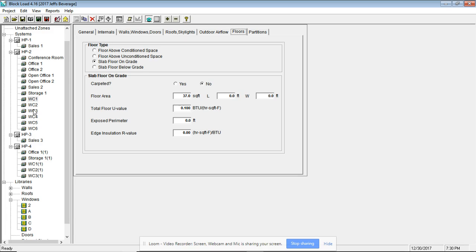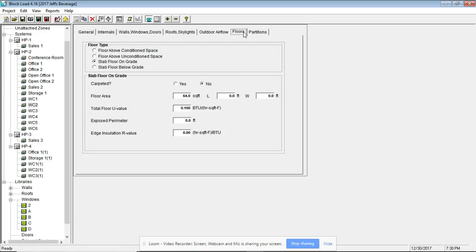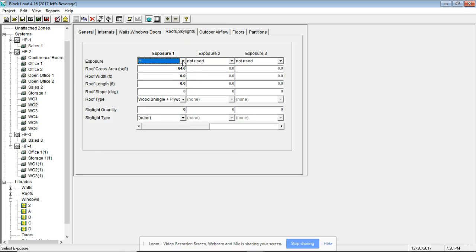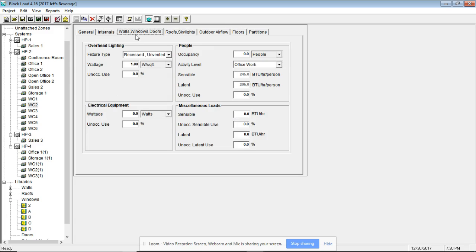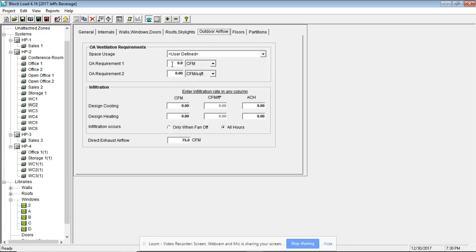What I would do with these other 4 on the first floor, I would just copy this one. That way I don't have to delete the roof every time. But this is an exercise in learning, so I'm going to have to do it just to show it. 64 square feet. But there's no roof, so let's delete the roof. There's no people in there. There's no exterior walls. There's no roof exposure because it's on the first floor. The outdoor air is no fresh air, but we do exhaust 75 square feet.